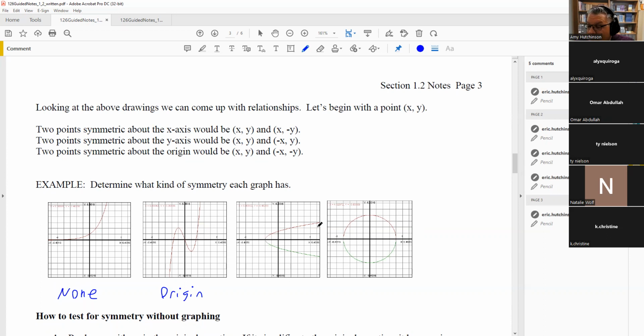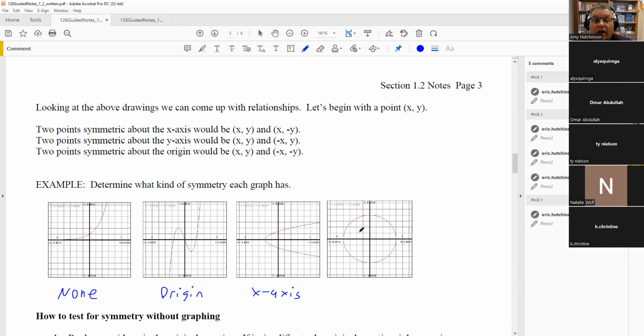The next one, we've got this part. If we fold this along the y-axis, this part would lay on top of that part down below. So this would have x-axis symmetry only. It would not have y-axis symmetry, because if you fold it along the y-axis, this little part is not going to match up with these lines here. So it would just have x-axis symmetry only.